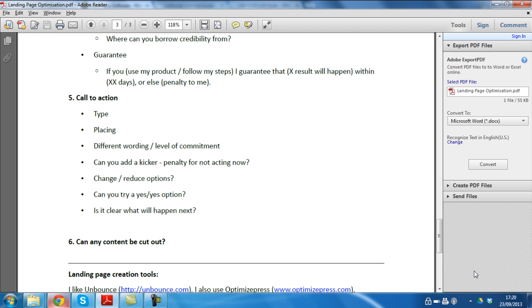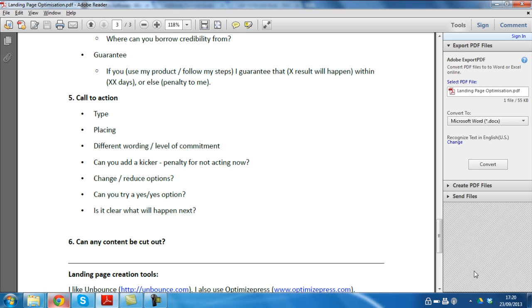So "inquire now" also isn't a great call to action, because I don't want to inquire. I want to get the benefits of what the product actually does. You might want to try reducing the options. Often giving people fewer choices tends to work and tends to improve your conversion rates.